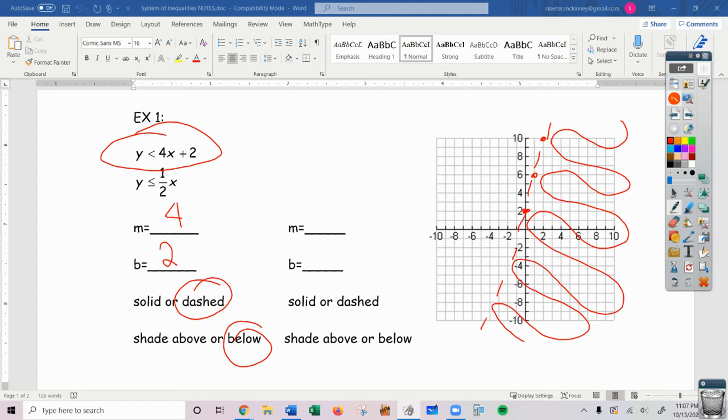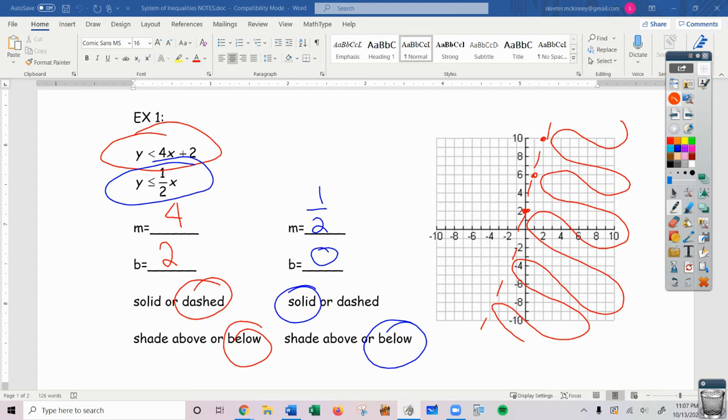Okay, so let's look at our second one. y is less than or equal to 1/2 x. What does m equal? We should have picked 1/2. What does b equal? We should have picked 0. Is this inequality going to have a solid line or a dashed line? We should have picked solid. And are we going to shade above or are we going to shade below? We are going to shade below.